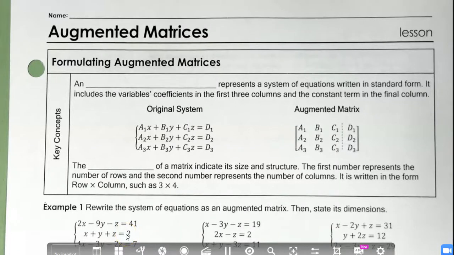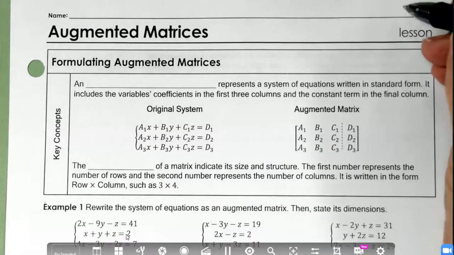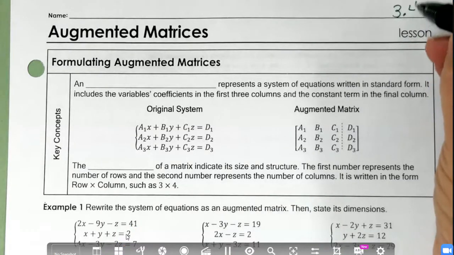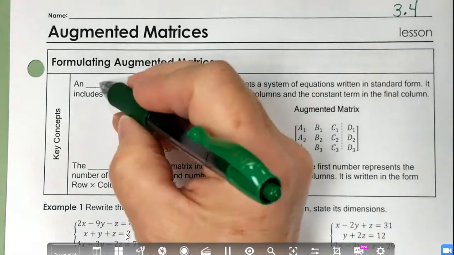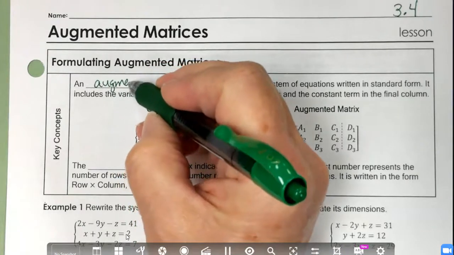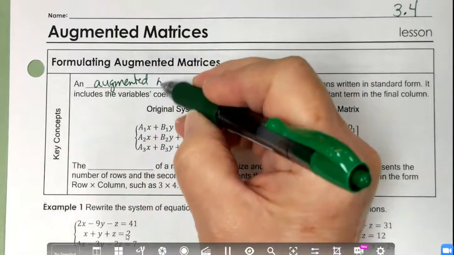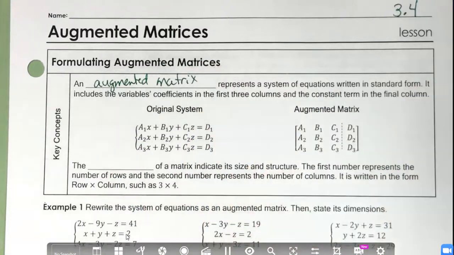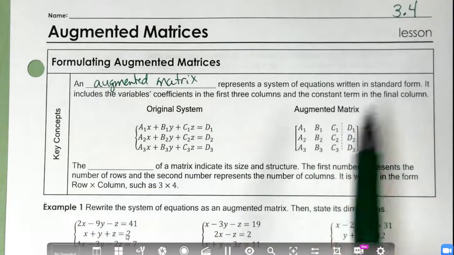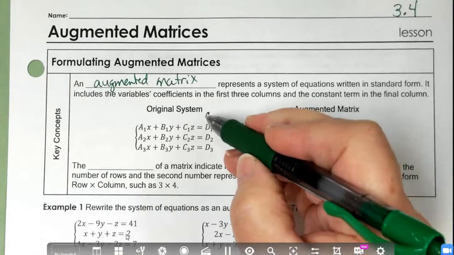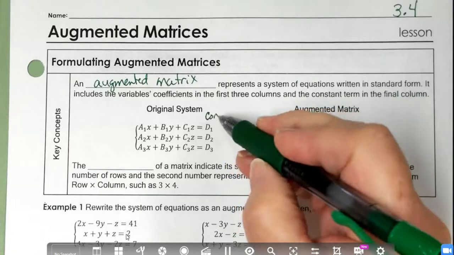Today's lesson is on augmented matrices, and if you want to go along with your teacher's numbering system, this is 3.4. So an augmented matrix represents the systems of equations written in standard form. It includes the variable's coefficients in the first three columns and the constant term in the final column. So these are your constants.